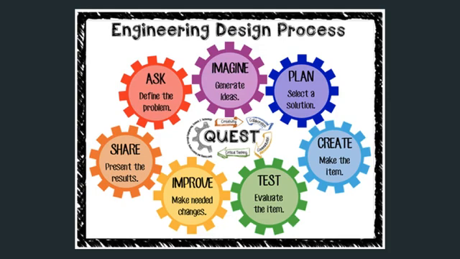Next, in the light blue gear, we are creating for this step. You make the actual item or prototype that you are going to use to solve the problem. Next is the green gear. This is a testing step. This is where you evaluate the item you're going to be using to solve the problem that you were given.